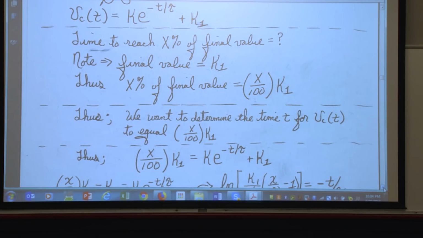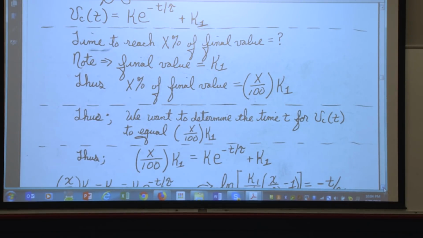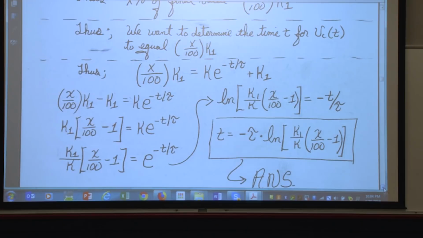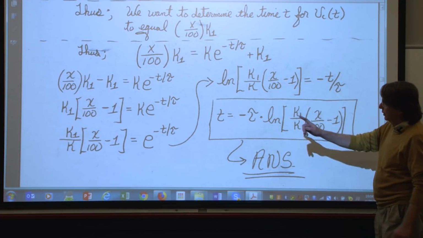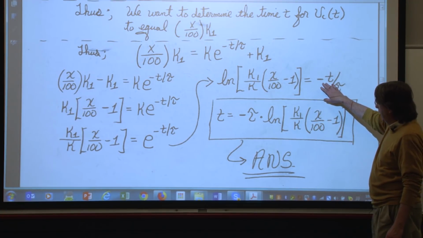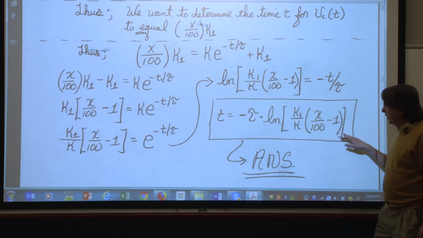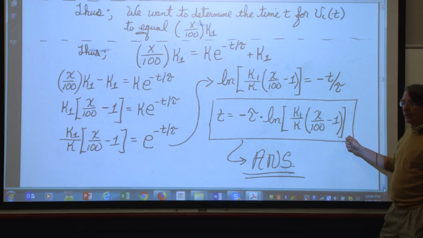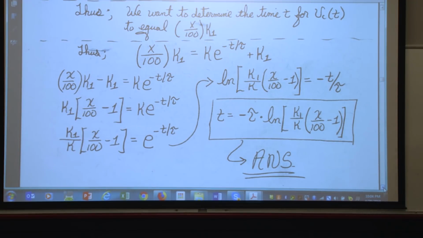So I want to solve for t. So Tiger, I'm thinking eventually I got to take the natural log. So I look here and say, I subtract k1 from both sides. I do a little algebra, take the natural log, and I get this expression here. And that's it. I'll give you a moment to look at it. Let me know if you have any questions.